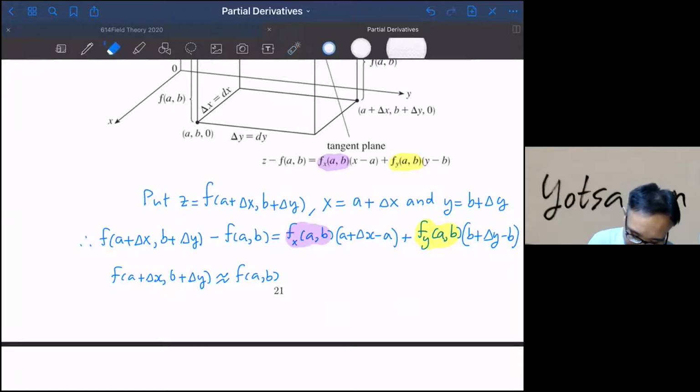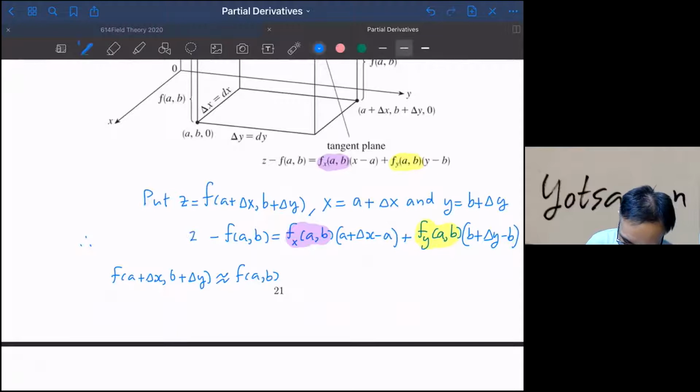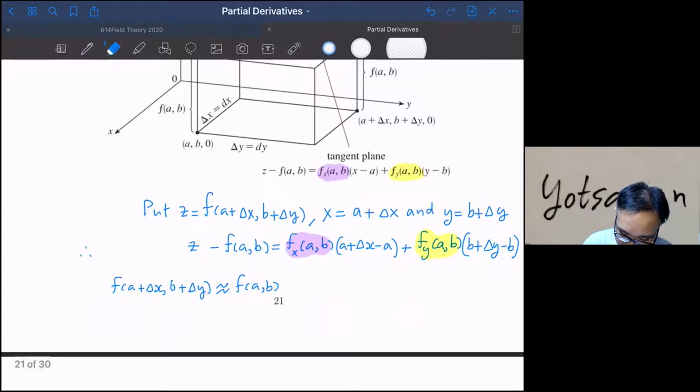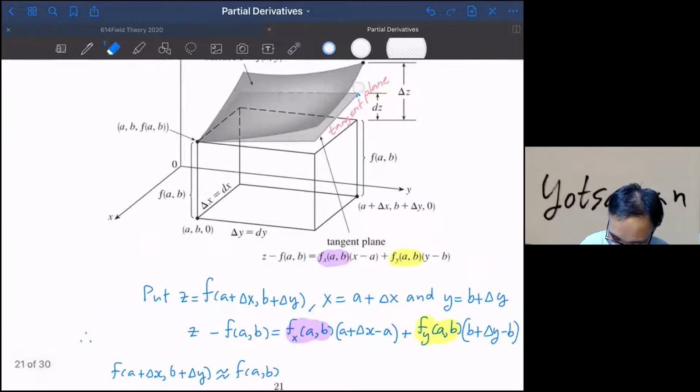Let me just use delta z here. I'm not putting it, so it's going to be this guy. Okay, delta z. It's going to be a little bit confusing, so let's just use delta z tangent. Here it's going to be delta z tangent.